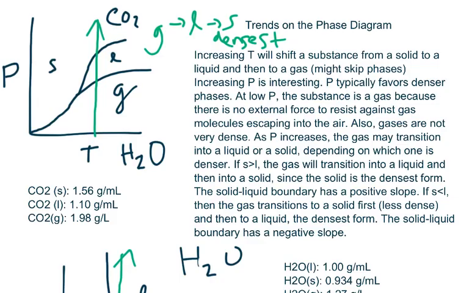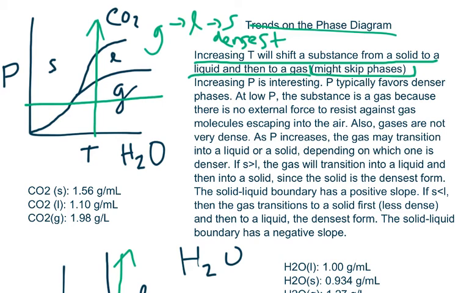So let's move on to another topic. We will now look at the trends on the phase diagram. As we might know, increasing temperature will shift a substance from a solid to a liquid and then to a gas, and it might skip phases depending on what happens. For example, at this pressure over here that I just labeled, you might notice that the solid will transition straight into a gas, and that is called sublimation. So sometimes it might skip phases.